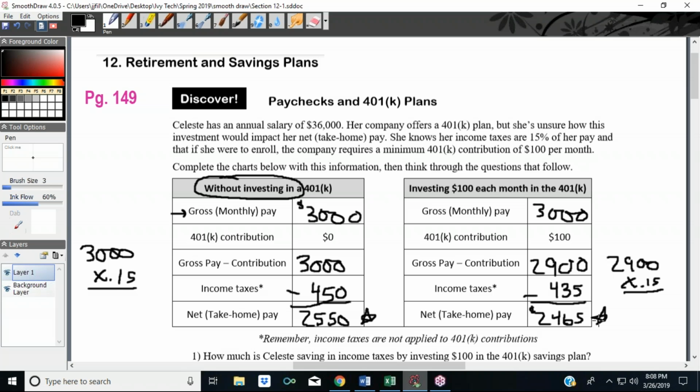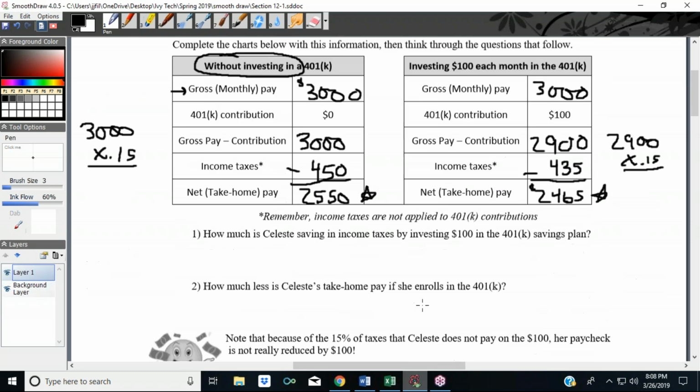How much less is it? How much less is the take-home in the second case than it is the first case? Thank you, Kendra. So $85. And again, you guys can use your voice instead of just doing this all in the chat, but it is an $85 difference. So let's answer these questions.